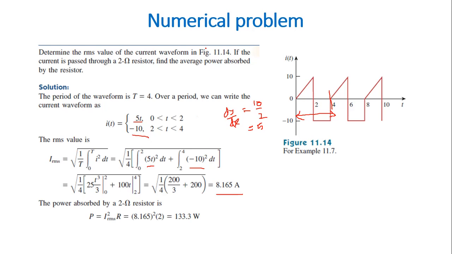Now the question is, if the current is passed through a 2 ohm resistor, what is the average power? That is what we have to find out. The resistor value is 2 ohm and we have an RMS current of 8.165 amperes. The average power in the resistor is I RMS squared into R. Substitute the values and we get the average power.